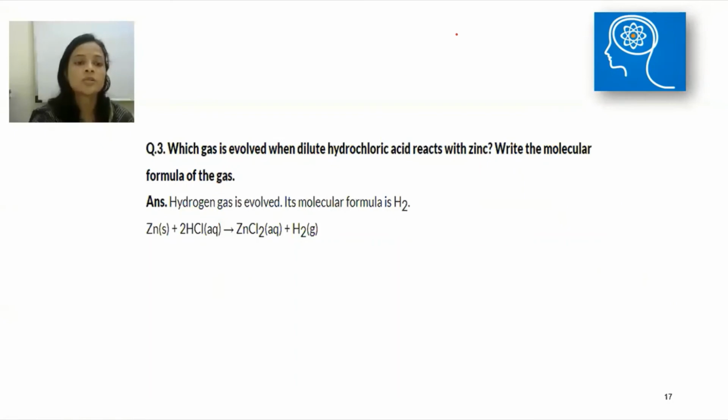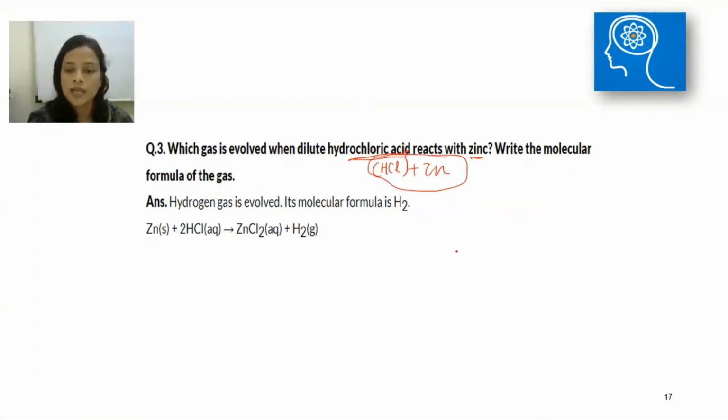Now, question number 3. Which gas is evolved when dilute hydrochloric acid, that is HCl, reacts with zinc, that is Zn? Write the molecular formula of the gas. First of all, we have to write the reaction, and this is the reactant side.